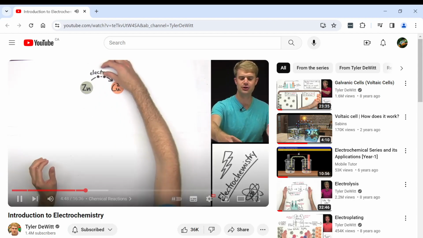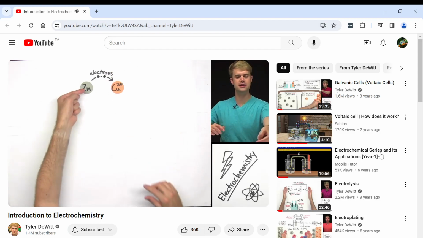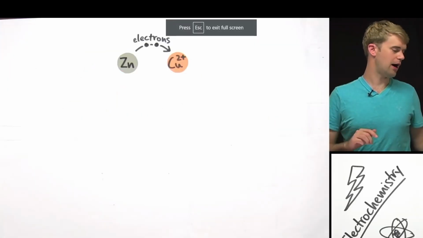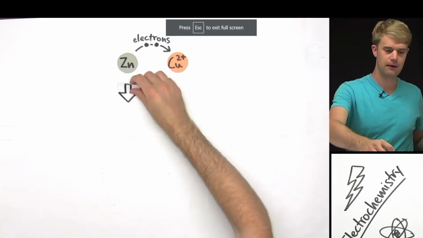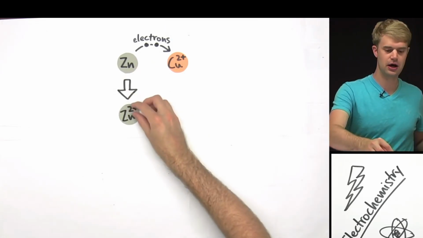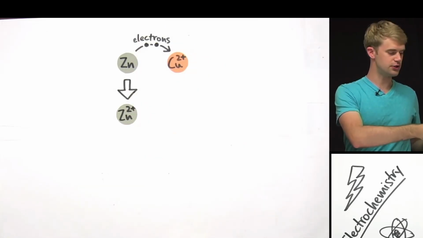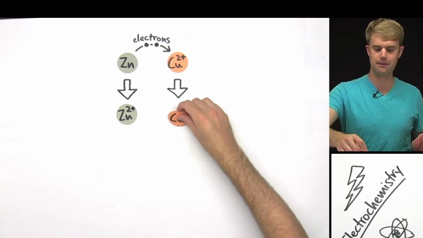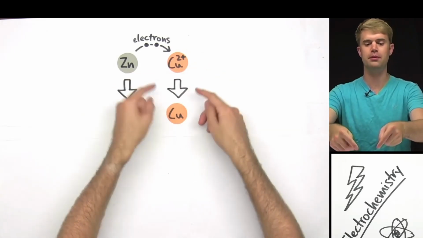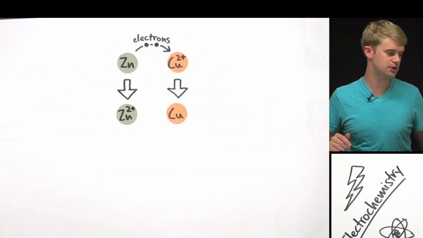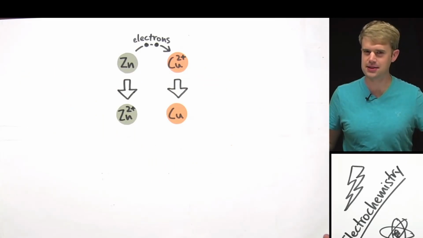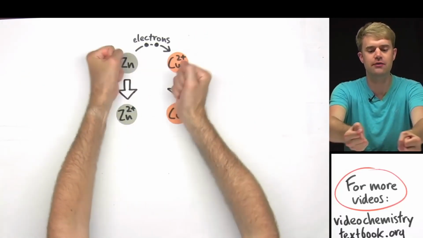Electrons naturally move from the zinc atom to the copper. So what happens there is the zinc takes on a 2+ charge because it loses 2 electrons, and the copper becomes neutral because it gained 2 electrons. So why does this happen?